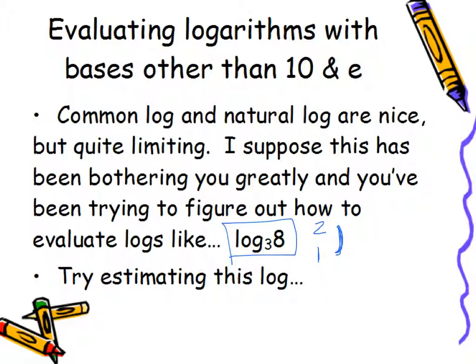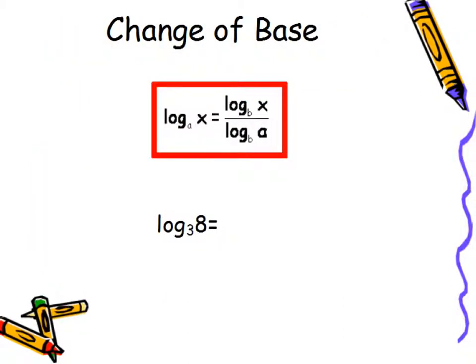So let's see if we can evaluate it on our calculator and get an exact answer that's somewhere between a 1 and a 2. To do that, we have to use our change of base formula. The change of base formula is actually derived from those properties earlier. Again, if it's really bugging you to know where that comes from, you can Google it. But here's the gist of it.